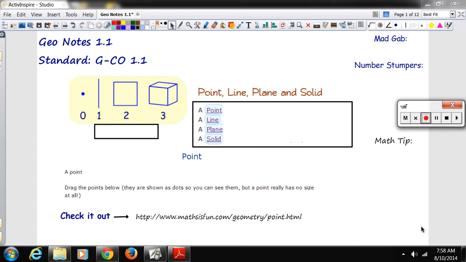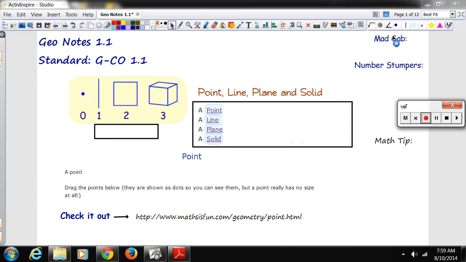Hey guys, these are notes for Geometry, Unit 1, Section 1, and hopefully you were able to print out your notes on the website. There's a place for you to click on the Geo Notes 1.1, print it out, and then all you have to do is fill in the blanks, which should make life a little easier for you.